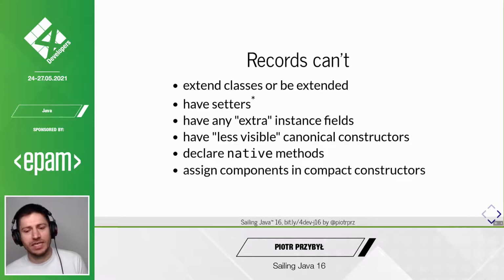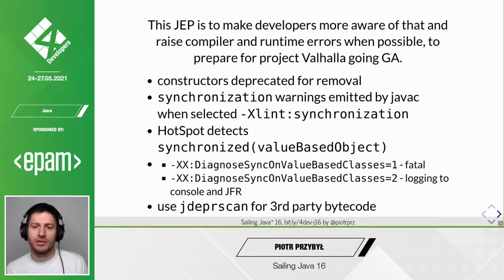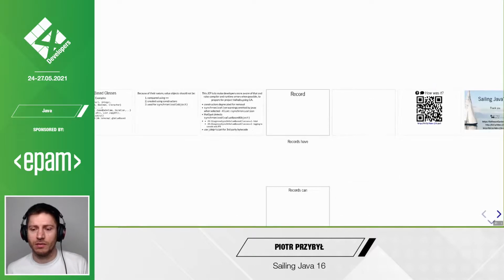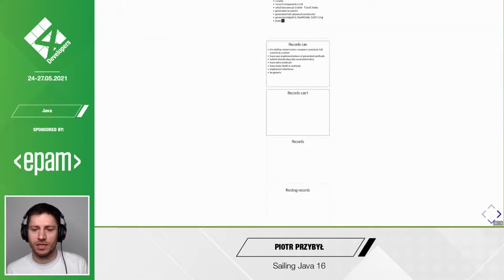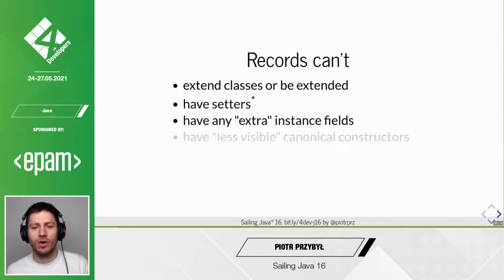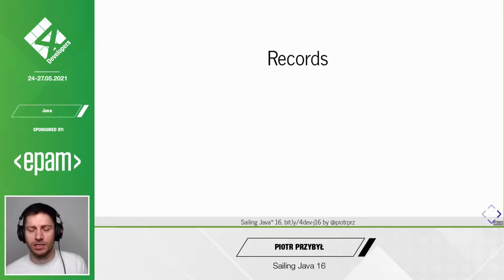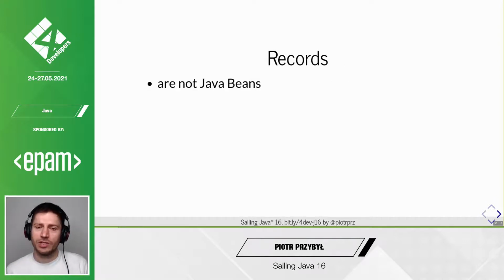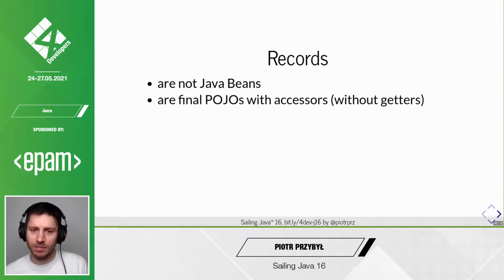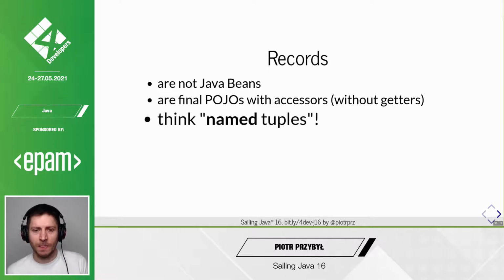They cannot reassign components in compact constructors. So in theory, sorry, let me go, I've lost this slide. In theory, what they shouldn't do is put the data they keep inside at any risk, right? This is what they shouldn't be doing. And please remember that records are not Java beans. They are just pointers with accessors. And these pointers are final, right? And the nice way of thinking of them is like named tuples.